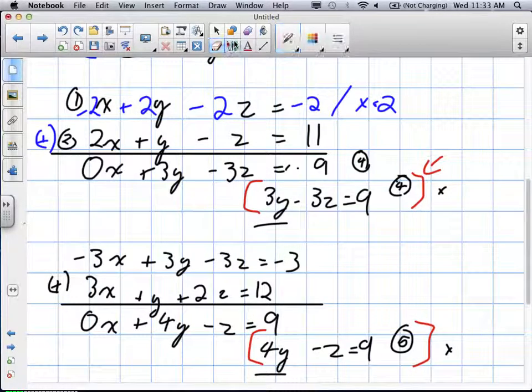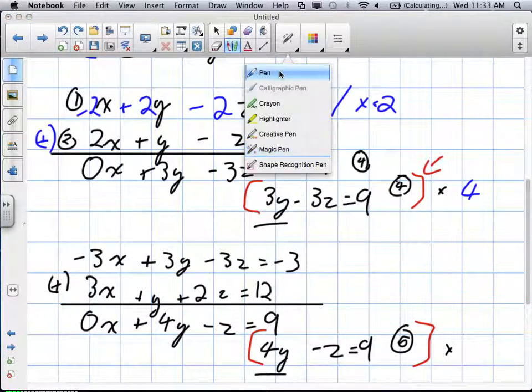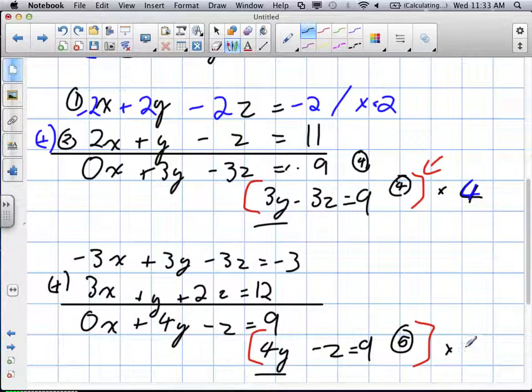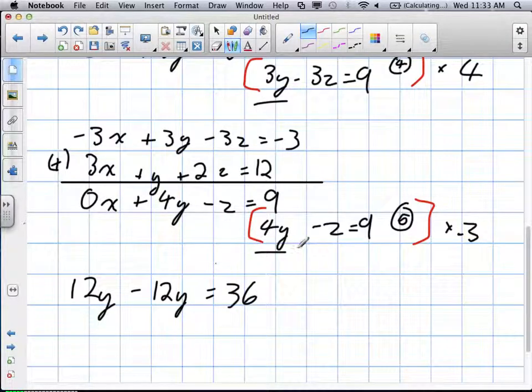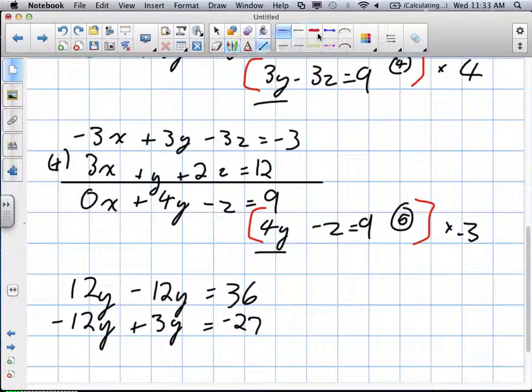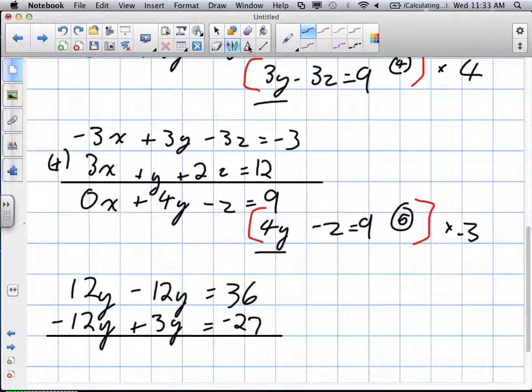So we're going to multiply the first equation by the number 4, and we're going to multiply our second equation, or equation 5, by the number 3. That way our z value will be 12. In fact, we'll do it negative 3 so that we add. So 4 times that gives us 12y minus 12z is equal to 36. And our other one gives us negative 12y plus 3z is equal to negative 27. Same idea with elimination. We're going to add these two, and we're going to essentially create what is known as equation 6.